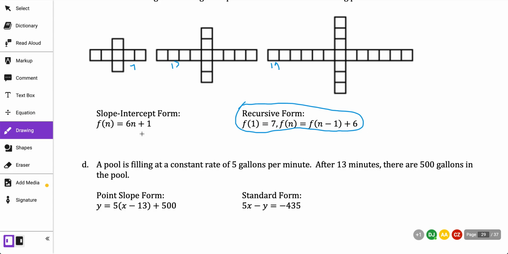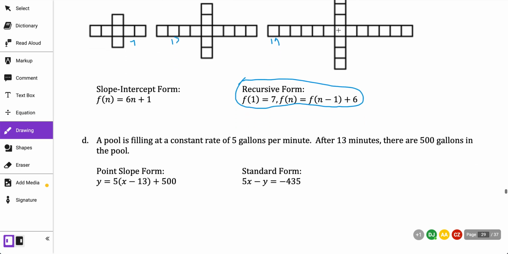Slope-intercept form, while it does look very similar, this would be a continuous graph and you can plug any numerical value in for n. But here we're only looking for 7, 13, 19, so on and so forth. So our answer there would be recursive.